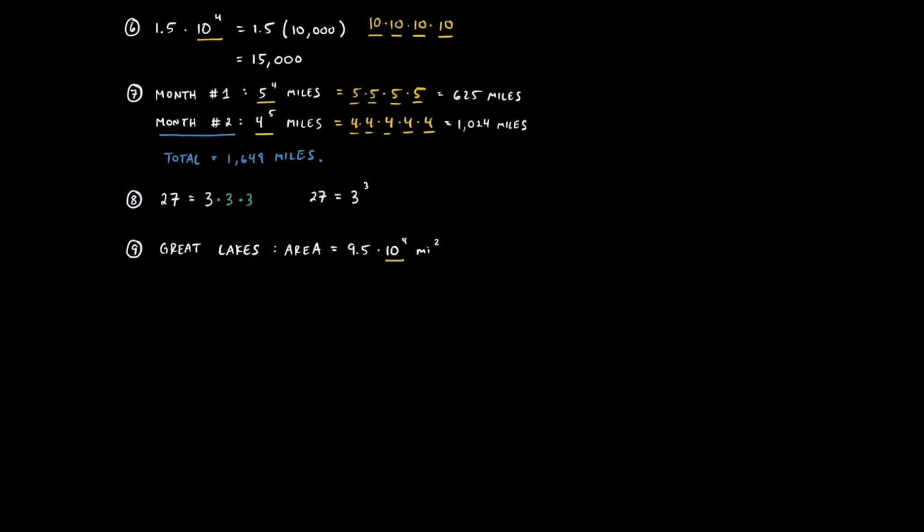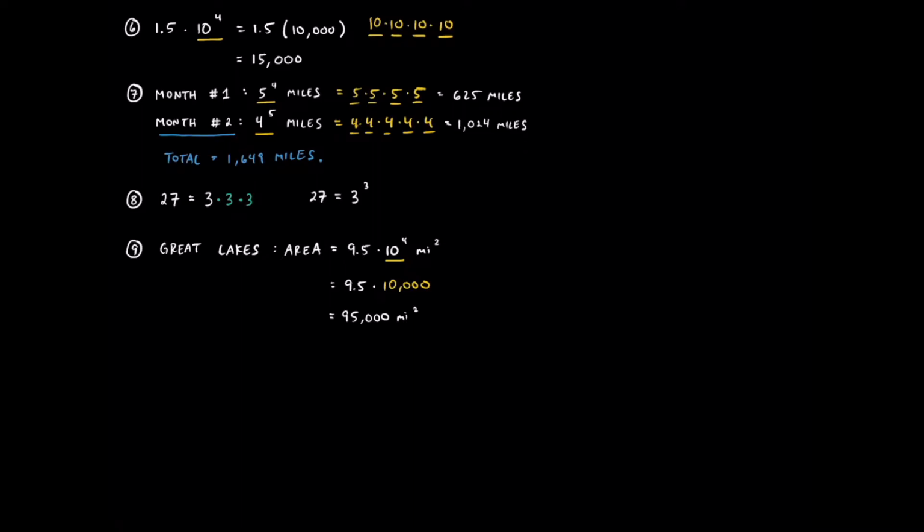But what you do is, again, like we did earlier in number 6, we're going to evaluate this first. So we're going to take this 9.5 and multiply it by this 10 to the 4th power, which we already know from earlier is 10,000. So if we multiply 9.5 times 10,000, that's just going to end up equaling 95,000 square miles. Okay, that would be the area of this.